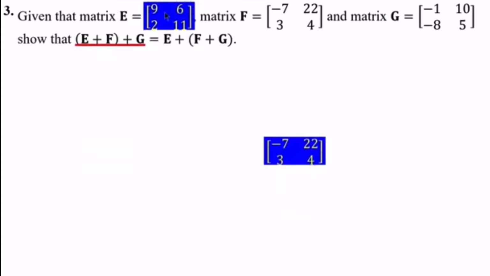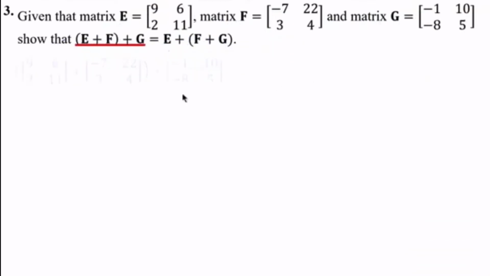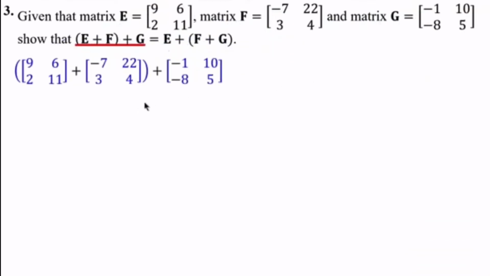E is 9, 6, 2, 11, and F is negative 7, 22, 3, 4. So we're going to add these two matrices first, and then plus the G. So we do the one in the bracket first. So now let's focus on E and F. So we will just take 9 minus 7. We will get 2, right? Because 9 plus negative 7 means 9 minus 7.